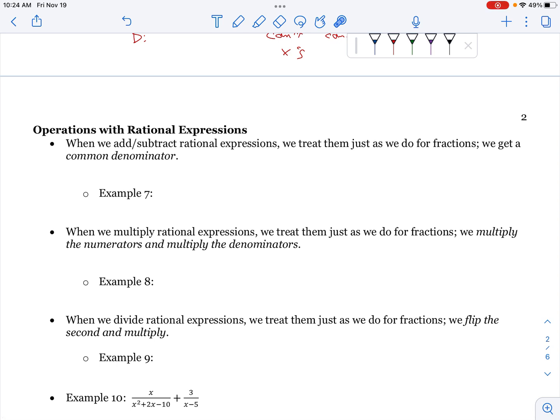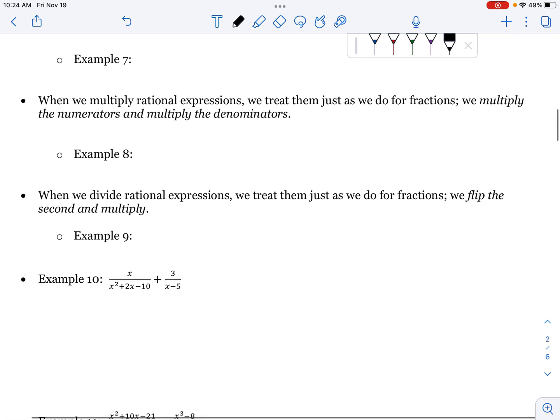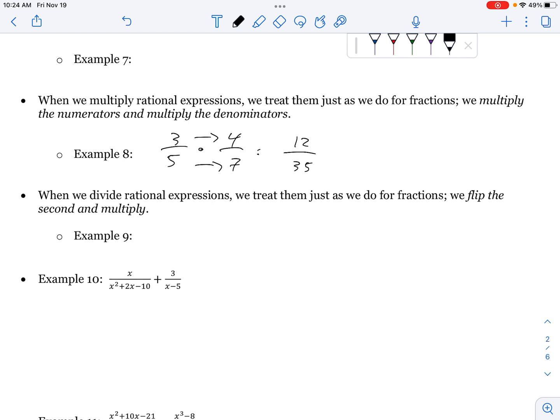Operations, quick, just to kind of go over these. I'll do a multiply and a divide because that's what your homework is on, and then we'll do adding and subtracting next time. Multiply, we want to just multiply the tops and the bottoms. 3 over 5 times 4 over 7, we just get 12 over 35. If we can simplify, we simplify. If we can't, we don't.